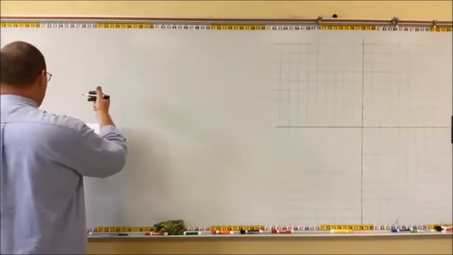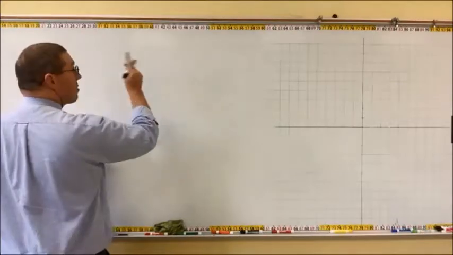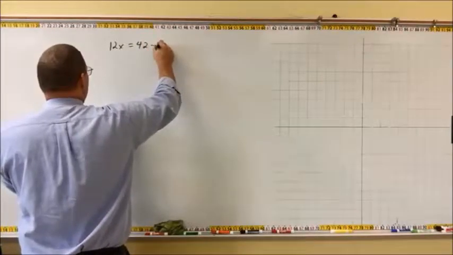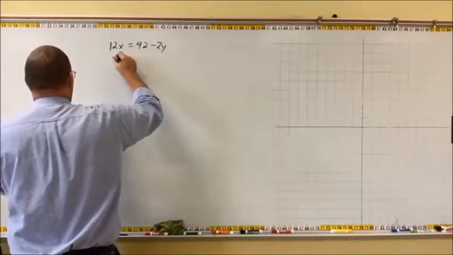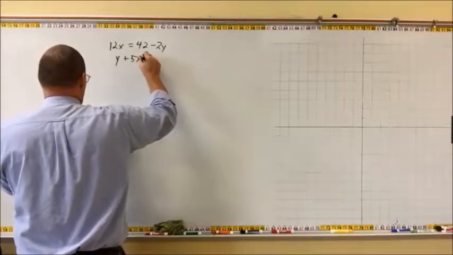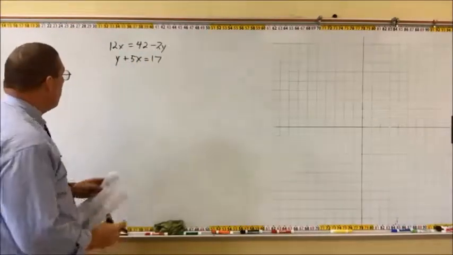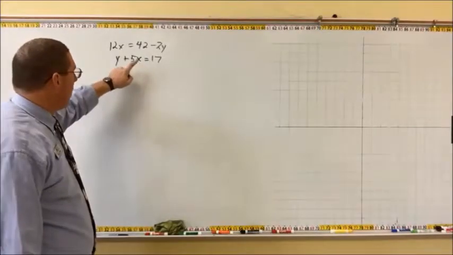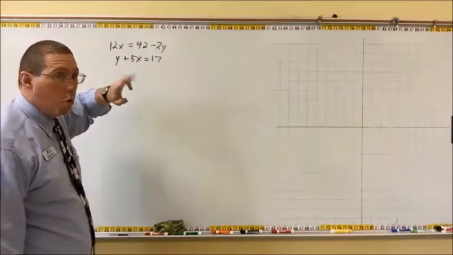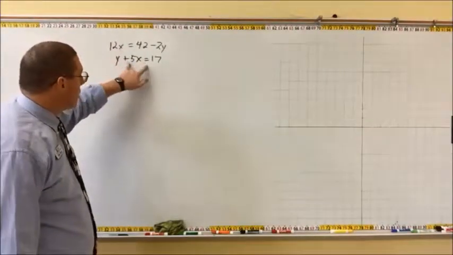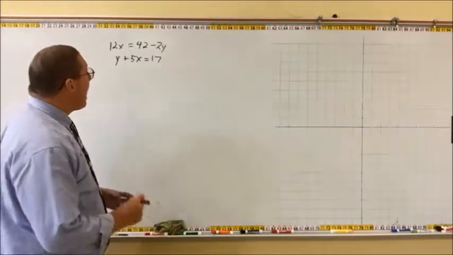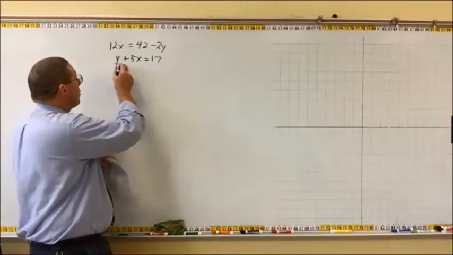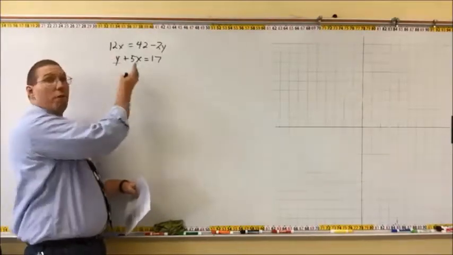Question 25 says, solve the system of linear equations by substitution. And we have 12x equals 42 minus 2y. And the other equation is y plus 5x equals 17. Now, if I'm going to solve by substitution, I need to solve for one of these variables. I need to get x by itself or y by itself, either in this equation or that equation. I usually go for the one that's already almost by itself. And look, the y here is almost by itself. It already has a coefficient of 1.